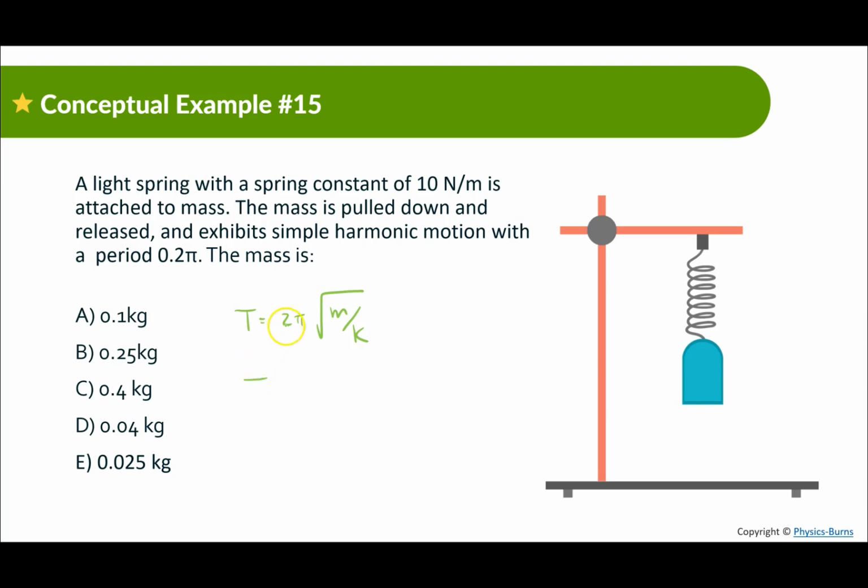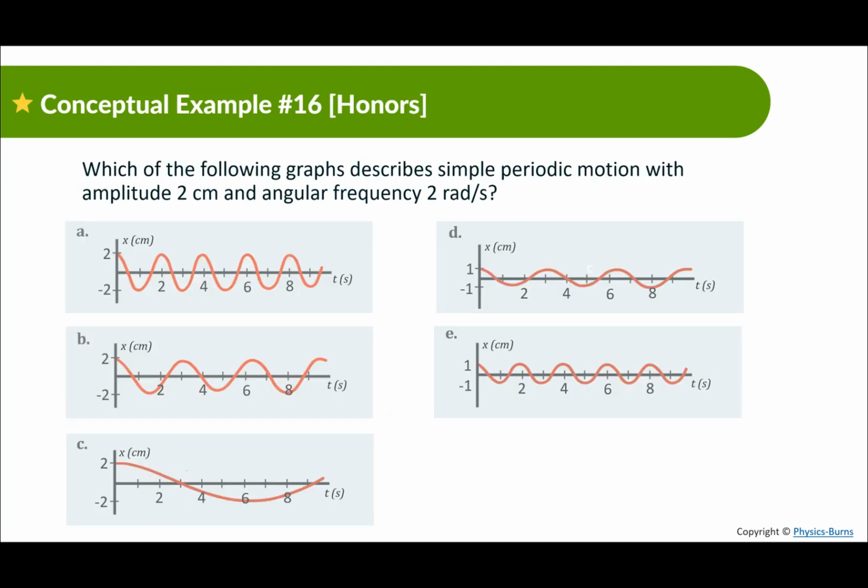Okay, so let's plug some things in. Period is given to us, 0.2 pi, is equal to 2 pi square root of mass, that's what we're looking for, divided by k, which is 10. We can cancel out pi because it's on both sides, and then let's do some math here. 0.2 divided by 2, square that, and times 10, and then we get 0.1 kilograms.